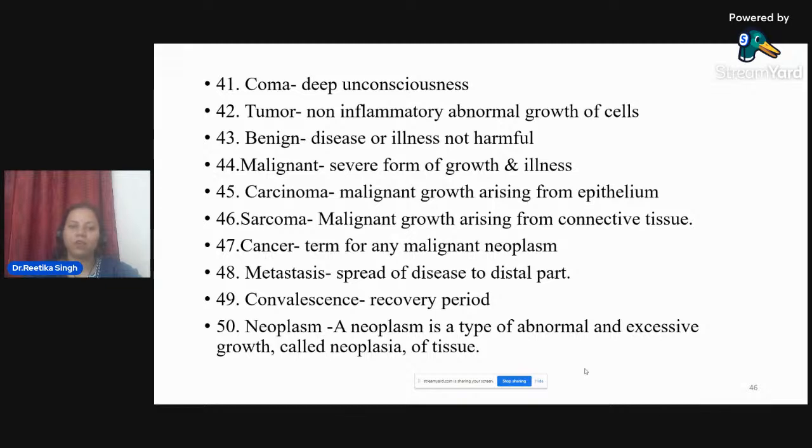Coma is deep unconsciousness. Tumor is a non-inflammatory abnormal growth of cells. Benign means a disease or illness that is not harmful. Malignant means severe growth and illness. Carcinoma is a malignant growth arising from epithelium. Cancer is the term for any malignant neoplasm. Metastasis is spread of disease to a distal part. Convalescence is the recovery period. A neoplasm is a type of abnormal and excessive growth.